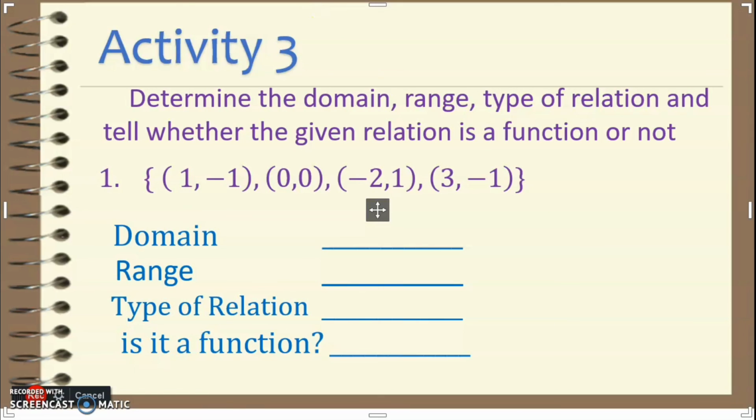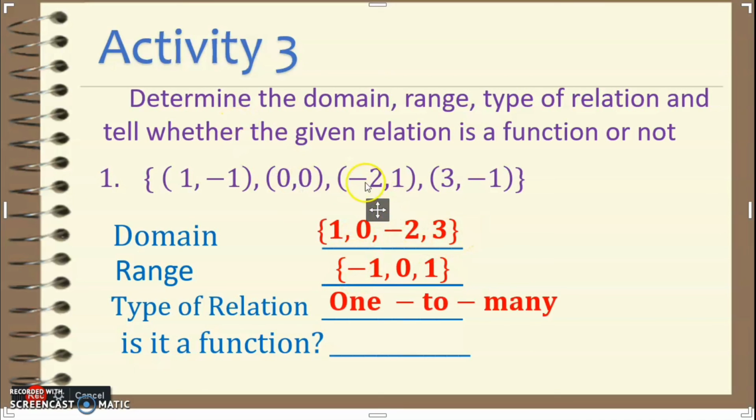Okay. Activity 3 tayo. Determine the domain, range, type of relation, and tell whether the given relation is a function or not. Okay, our domain is 1, 0, negative 2, and 3. Our range is negative 1, 0, and 1. Type of relation, walang nagkapareho. So, our type of relation is 1 to many. Kasi merong nagkapareho sa negative 1 sa range. So, it is a function or not? Yes, it is a function.